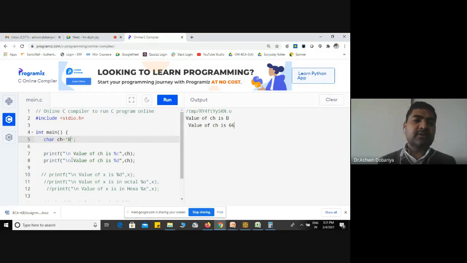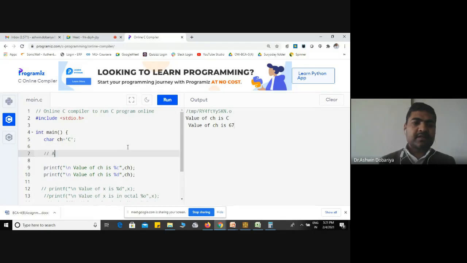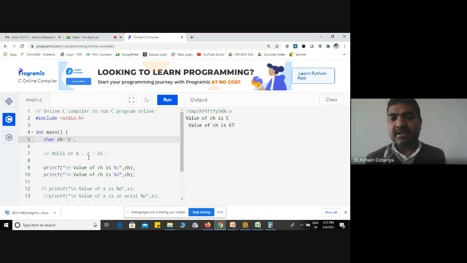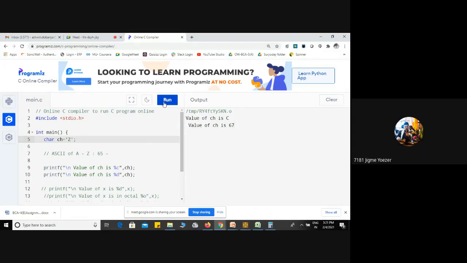Then what is the ASCII code of C? 67. 67. So what does it mean? For the ASCII of A to Z, capital A to Z, you can say capital A is 65. And then suppose what is the ASCII of the last character, capital Z? Anybody remember? 90, sir. Very good, 90.